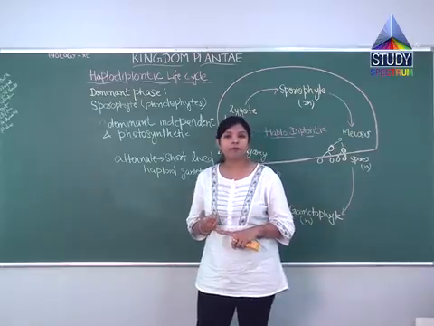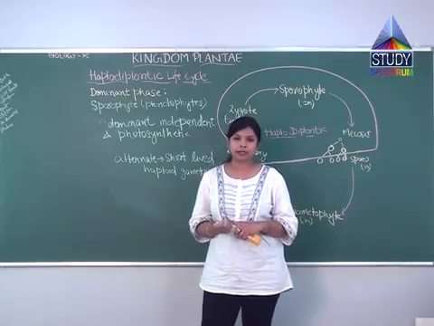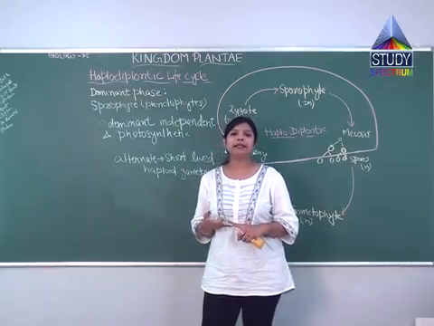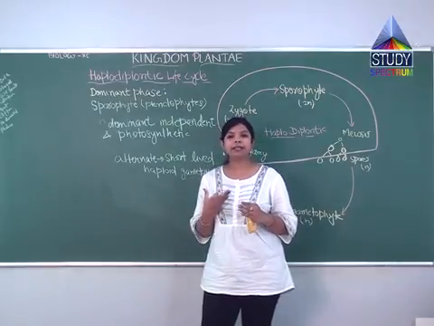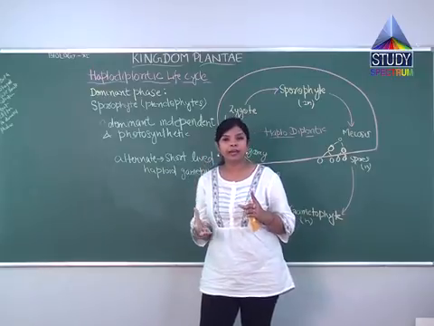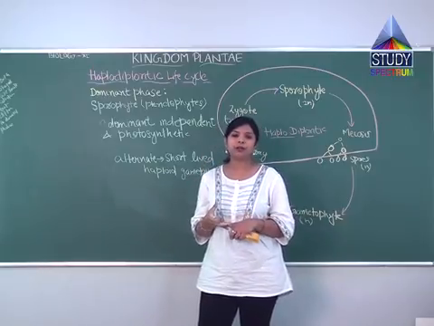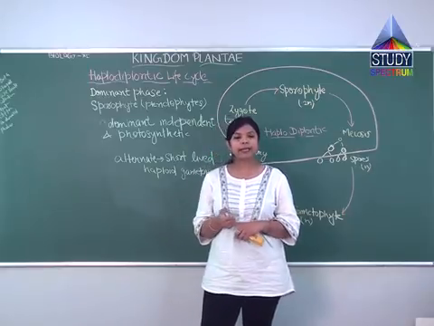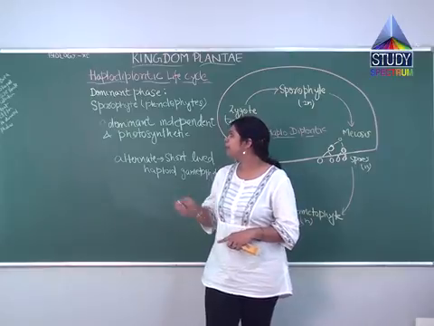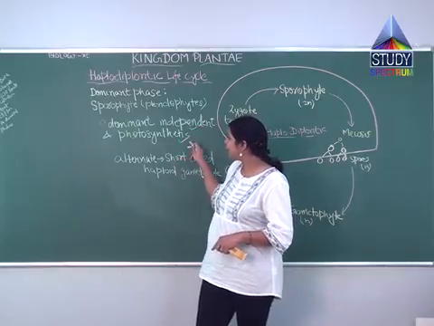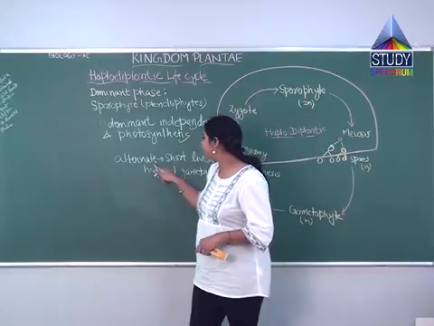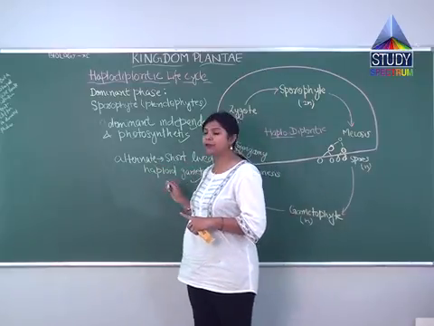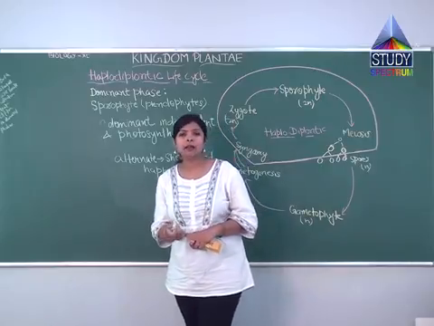So what happens vegetatively? Vegetatively they divide by the process of fragmentation, as we have discussed earlier about Spirogyra. When it gets favorable conditions like proper nutrition, water and space, every alga divides into parts, and each and every part can give rise to a new individual.